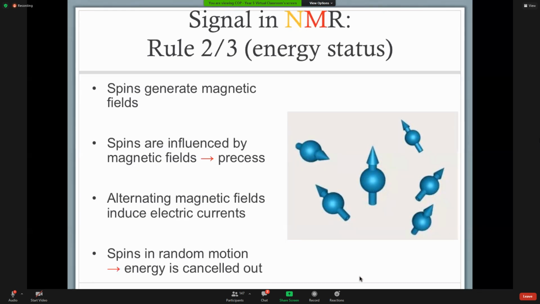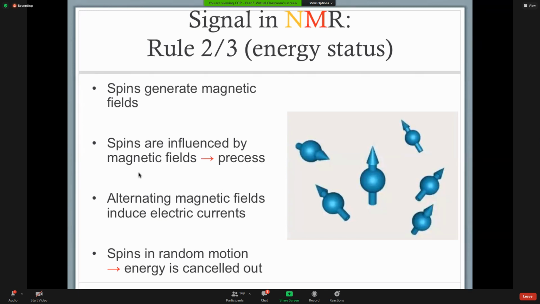The second part is the magnetic part. When charged particles rotate or spin, they can actually generate magnetic fields. But the other way is true. Alternating magnetic fields or magnetic fields can also induce charge. And this relationship between the magnetic field and the charged particle, which are in this case the hydrogen atoms, are the foundation of the signal generation and image formation by MRI.